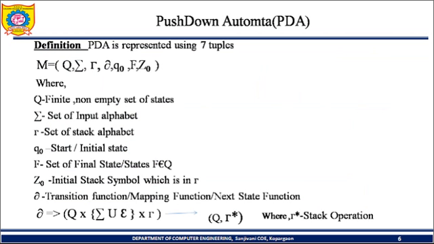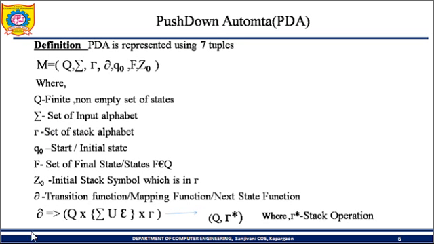PDA, pushdown automata. We'll see the definition, which is represented by using a 7-tuple. Here capital M is (Q, Σ, Γ, δ, q0, Z0, F), where capital Q is a finite non-empty set of states, the total number of states required to design the PDA for the given problem definition. Sigma is the set of input alphabet. Gamma is the set of stack alphabet. Whichever symbols we push inside the stack will be the set of stack symbols, and they are represented by using this symbol Γ.